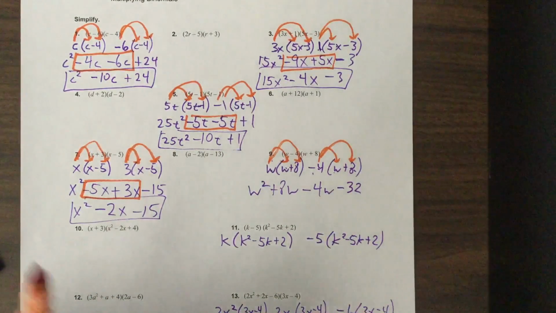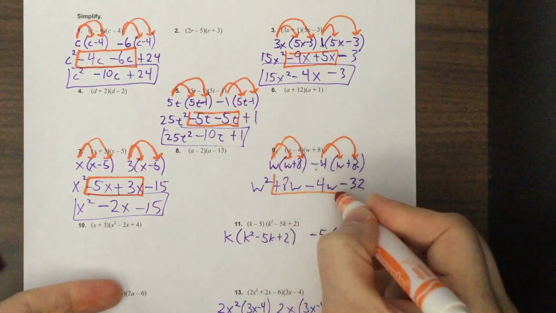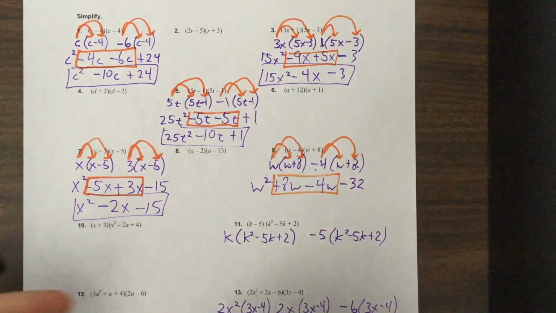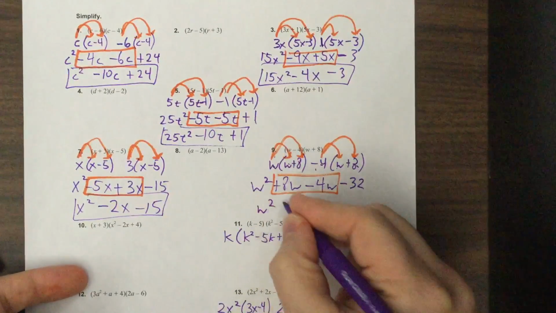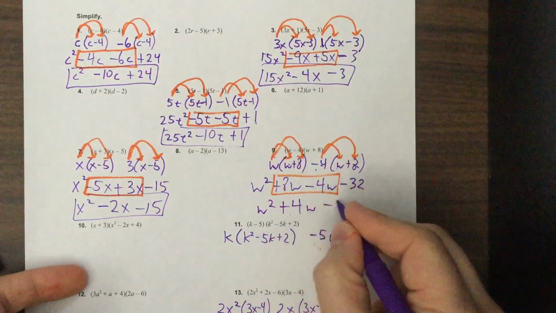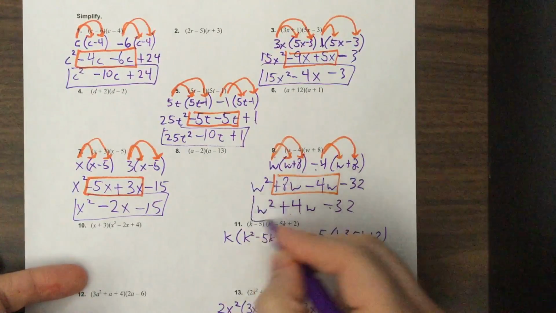Middle terms again, like terms. 8W minus 4W is 4W. My first term, bring it down. That's positive. My last term, bring it down. It's negative. That's my answer.